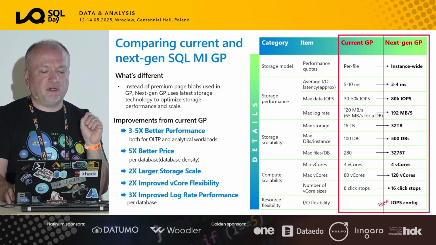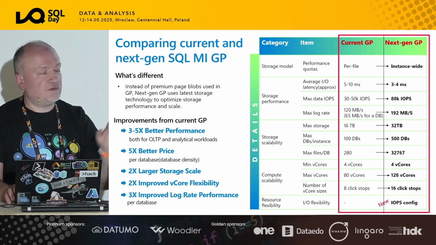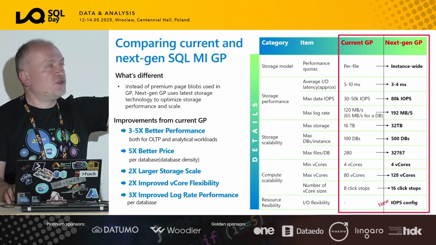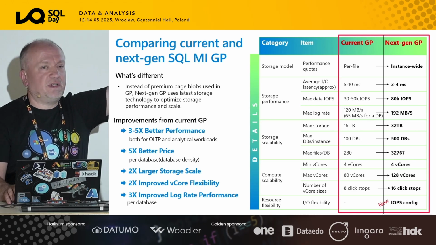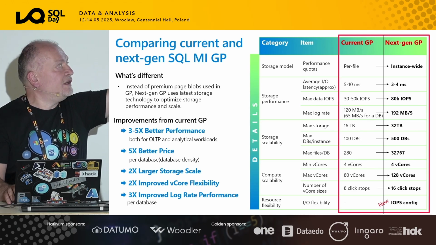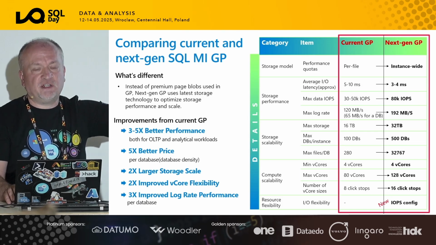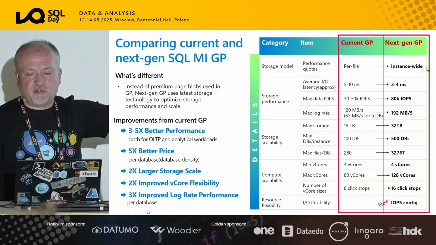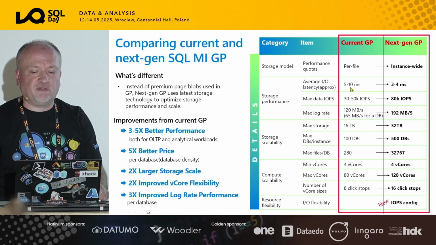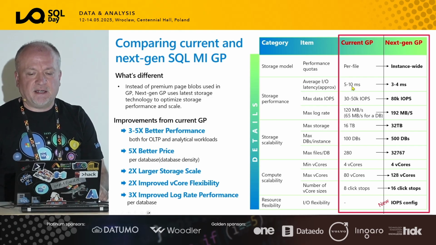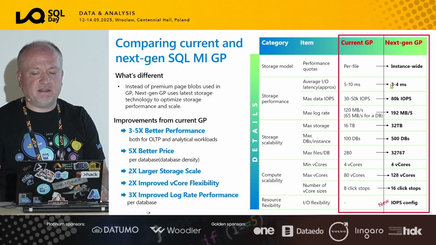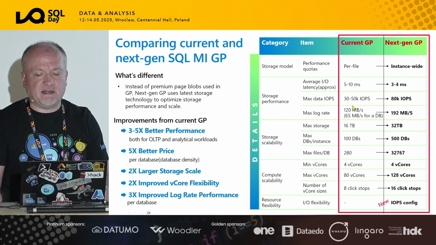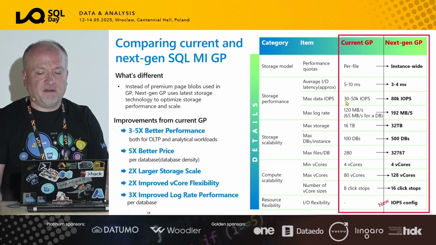Here, I wanted to show this as a technical spec. You see current GP in the column that I put in the red box, the current GP technical specifications, and on the right-hand side, the next gen general purpose specifications. You see some significant improvements here: average I/O latency from 5 to 10 milliseconds down to 3 to 4 milliseconds, IOPS jumping from 30 to 50K up to 80K, then max log rate from 120 to 192.